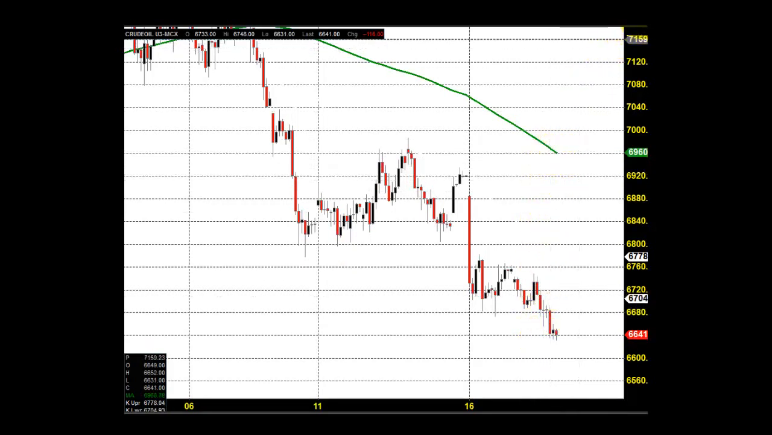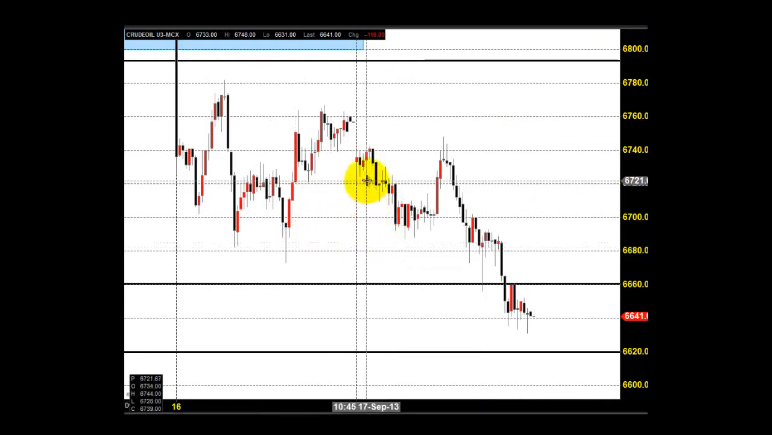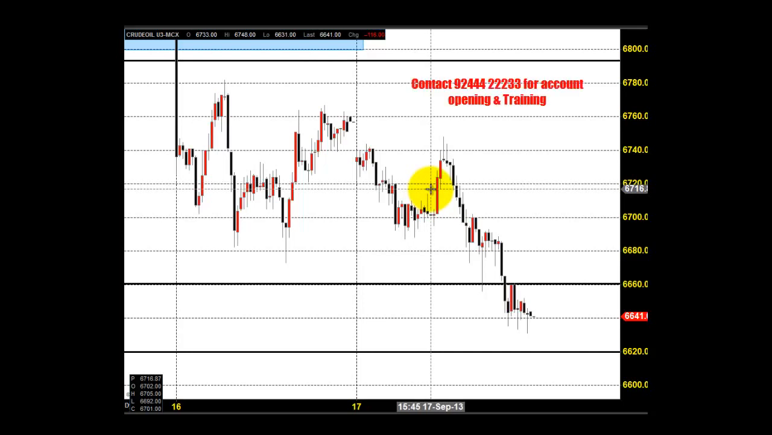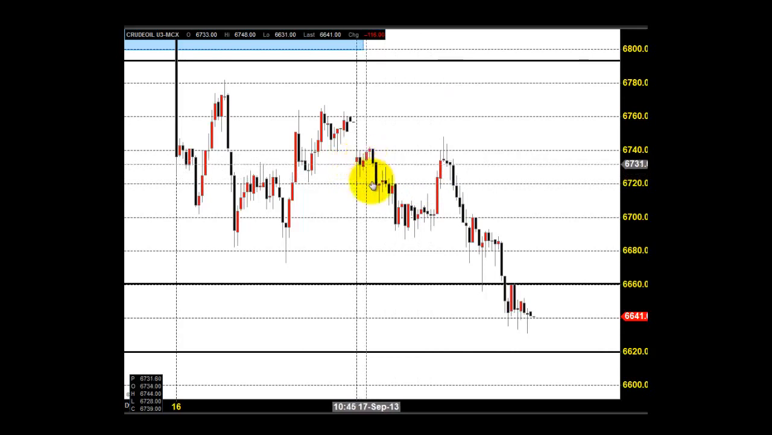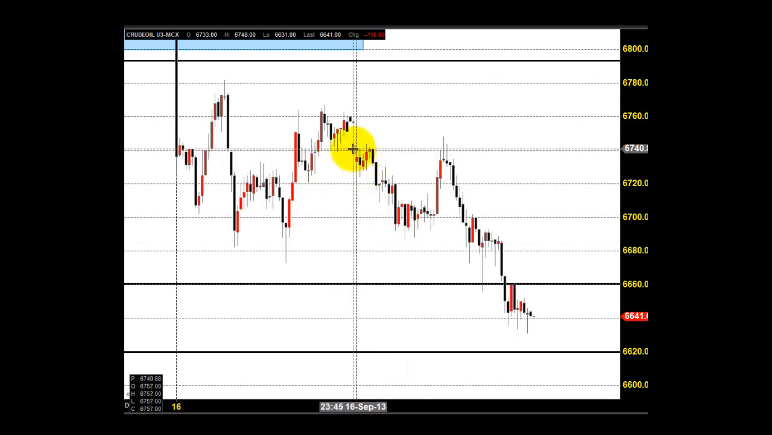Now let us move back and see what happened yesterday. The chart you are viewing is a 15 minute chart which we used for yesterday's presentation. You can see that whenever I place the cursor on any particular candlestick, the date and time appear below. This is the area where the price opened yesterday.